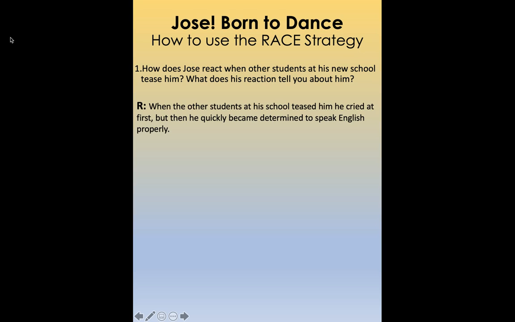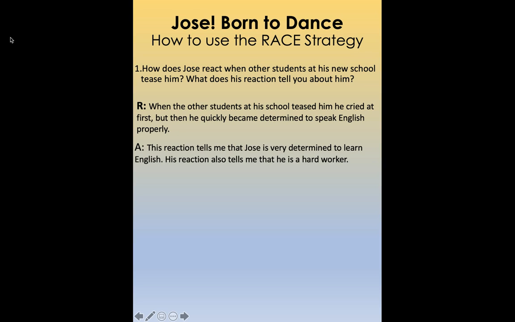So the first thing I need to do is I need to restate. So it says, when the other students at his school teased him, he cried first, but then he quickly became determined to speak English properly, right? So first it says, what was his reaction? Well, he cried, right? And then it says, what does this reaction tell you about him? Well, that reaction led to showing that he was determined. So that's our restate. Then this reaction tells me that Jose was very determined to learn English. His reaction also tells me that he's a hard worker. So there's my answer.